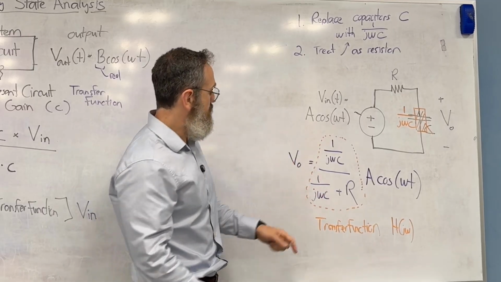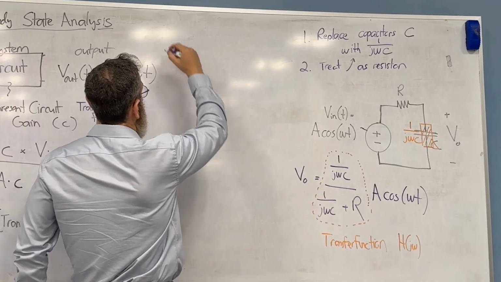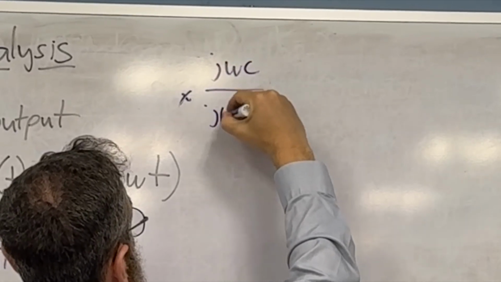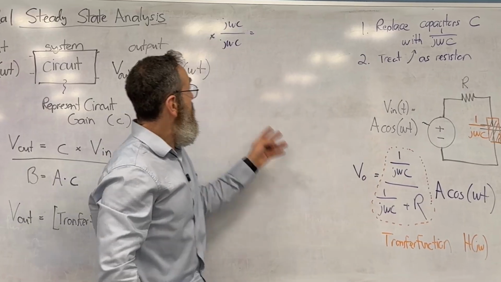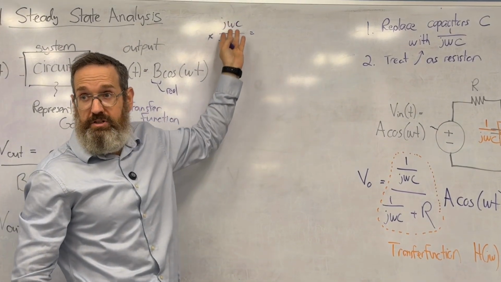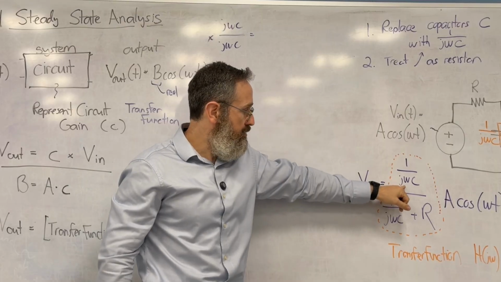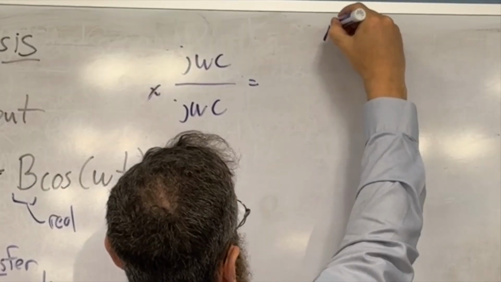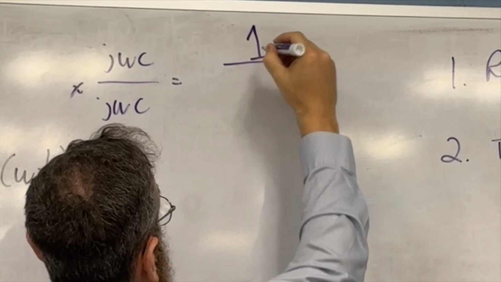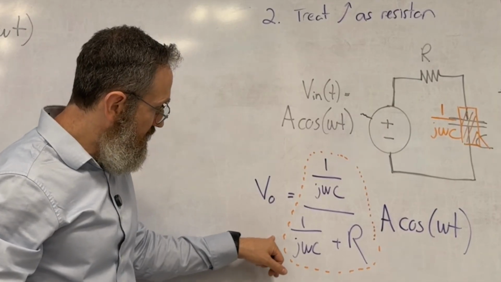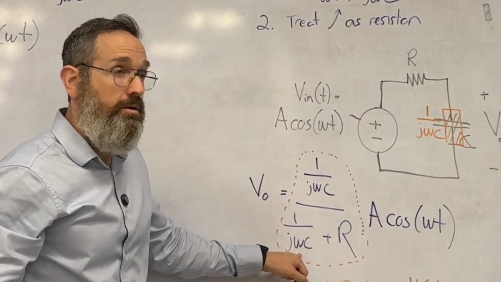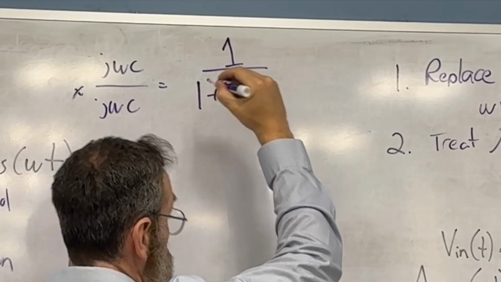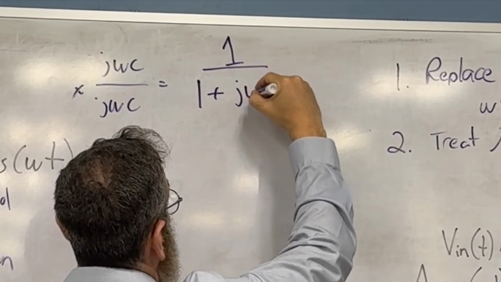To be clear, I'm going to multiply this by jωC over jωC. I'm allowed to do that because this is 1. Anything over itself is 1. So the top gets multiplied by jωC, making jωC over jωC, leaving just a 1. And on the bottom, I have jωC times 1 over jωC plus R. jωC times all that is going to equal 1 plus jωCR.